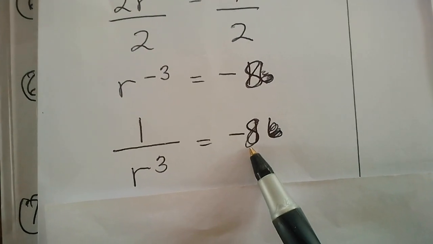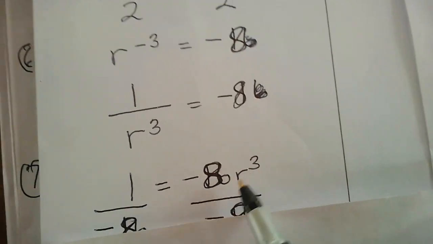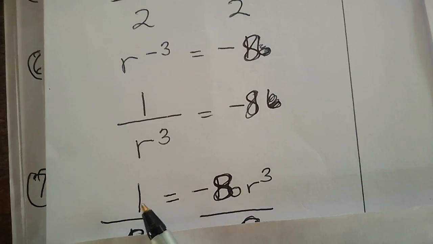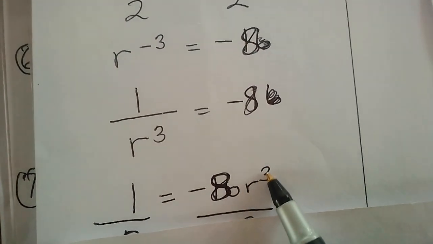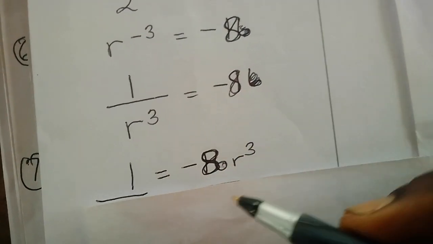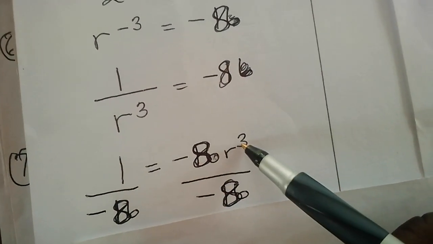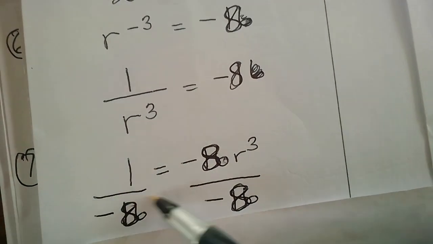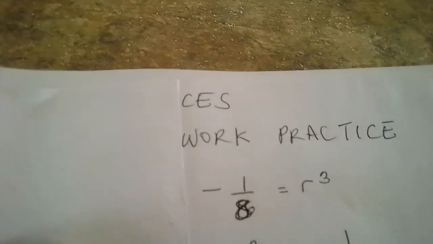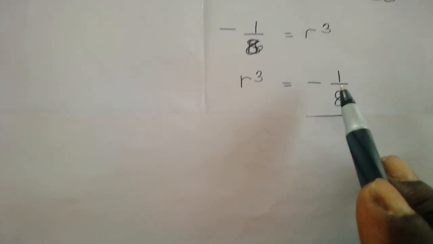Now, if you are having minus 8 on this side, we need to cross multiply. Let's bring this r raised to power 3 to this side. So that means you have 1 is equal to minus 8r raised to power 3. We want only r to be here, so you divide both sides by minus 8. Minus 8 will cancel minus 8 here, remaining r raised to power 3 is equal to 1 over minus 8. So from there, you now have r raised to power 3 equals minus 1 over 8.